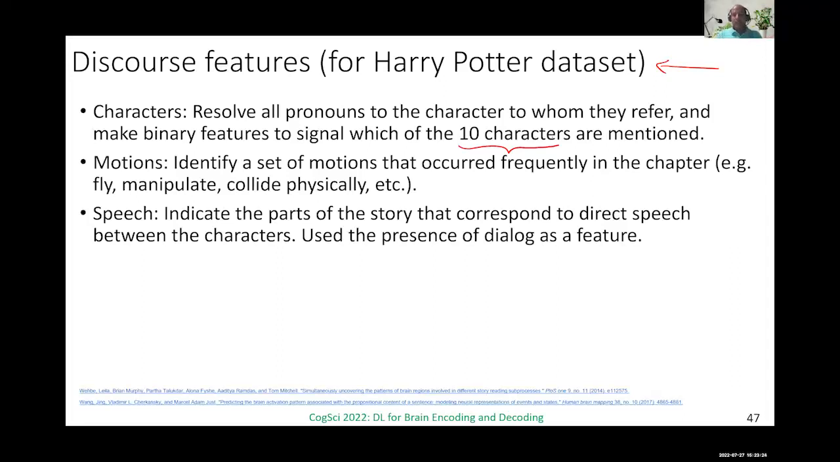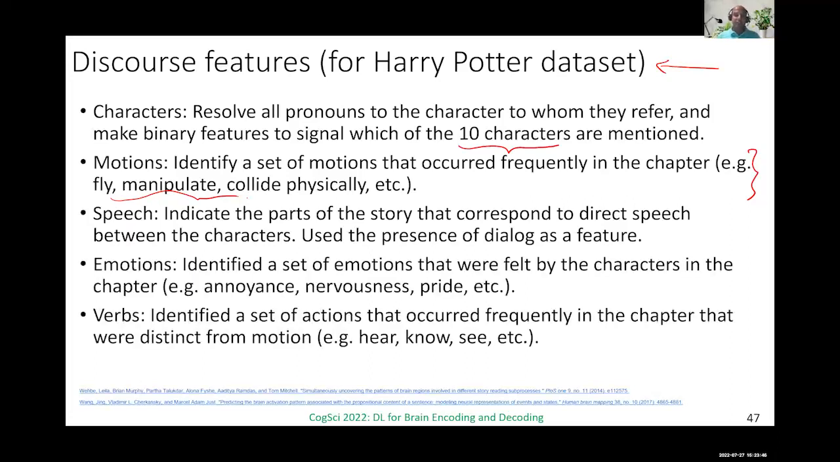Yeah. Motion-based features. They identified a set of popular motions, like fly, manipulate, and you can imagine Harry Potter, collide physically and so on, all kinds of motions. And then they have binary features for whether this particular motion is mentioned in the stimuli that is shown. Speech-based features, again, there are different kinds of features, and there's a vocabulary that they associate with each of them and check for presence or absence of that kind of feature, that kind of motion or speech or emotion or verb and so on.